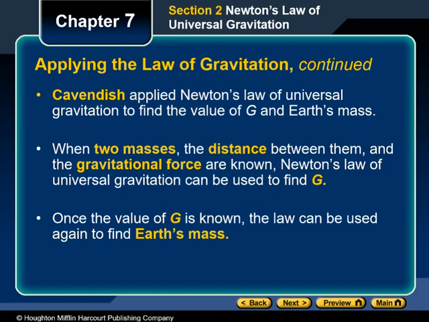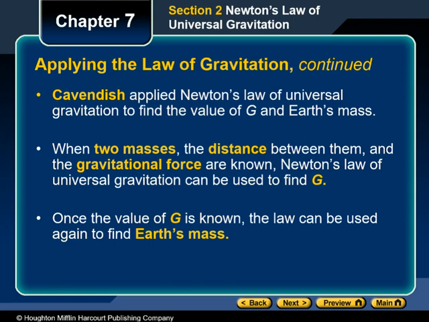Cavendish finds the value of big G and Earth's mass. In 1798, Henry Cavendish conducted an experiment that determined the value of the constant big G. This experiment is illustrated in figure 2.4 in your textbook. As is shown in figure 2.4a, 2 small spheres are fixed to the ends of a suspended light rod.